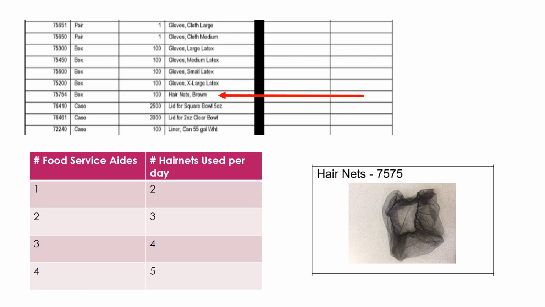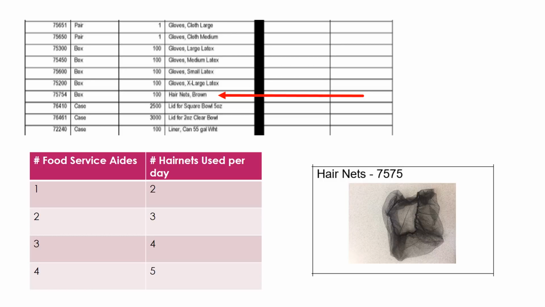Your school will go through approximately 2 to 5 hairnets every day, depending on how many food service aides work at your school. If your school has 2 food service aides, you will use 3 hairnets a day, needing a new box every 33 workdays. If your school has 3 food service aides, you will need 4 hairnets a day, needing a new box every 25 days.